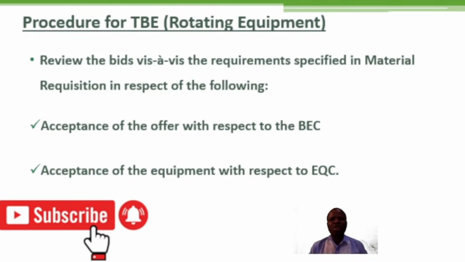So as the job engineer, your very first activity that you need to carry out is a technical bid evaluation, and you have to check the completeness of these bids with respect to the data requirements as specified in your material requisition. So you review the bids vis-a-vis the requirements specified in your material requisition in respect to several conditions, with respect to acceptance of the offer, with respect to what is called BEC. BEC is a bid evaluation criteria.